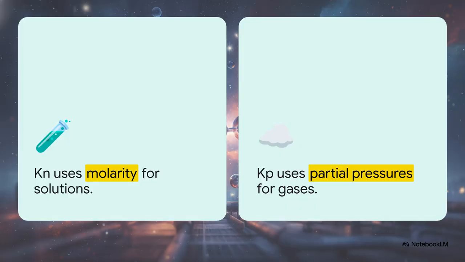Now, depending on the battlefield itself, we might need slightly different tools. Dealing with solutions, we use Kc, based on molarity and concentration. But if we're looking at a purely gaseous war zone, it's honestly way easier to measure partial pressures, so we use Kp for that. And these aren't just isolated ideas. They're mathematically linked. Kp equals Kc times (RT) to the power of delta n.